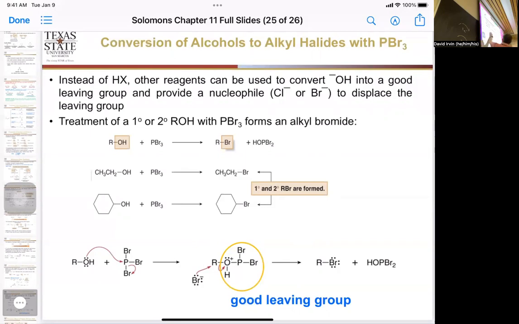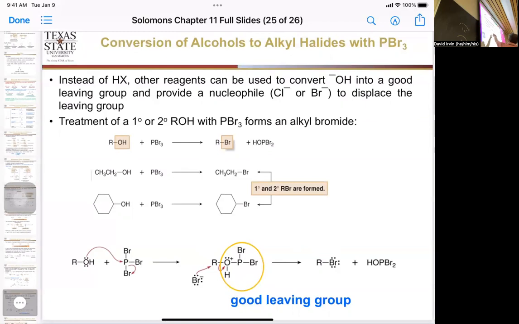So what we're going to do is take the OH here, and we can do it with phosphorus tribromide, or we can actually make the iodine version in situ. It's not actually stable, but we can make it in the reaction, which is in situ.